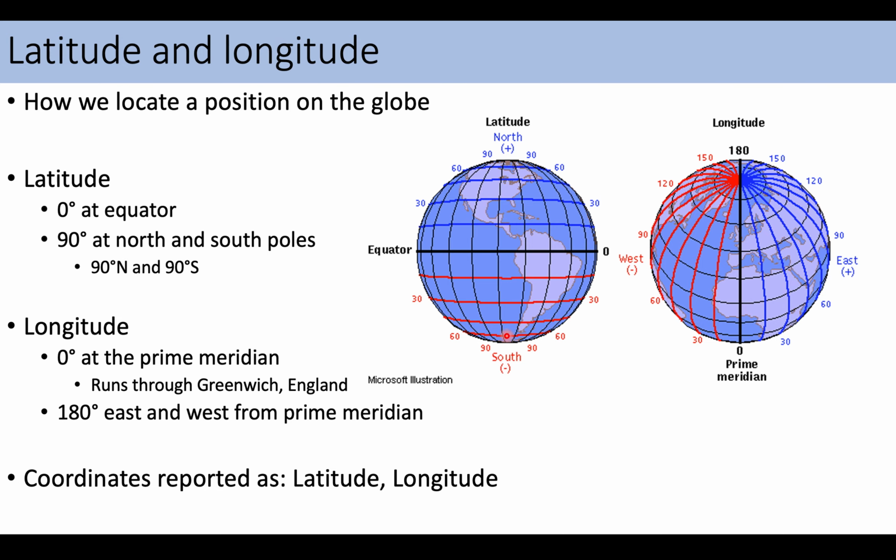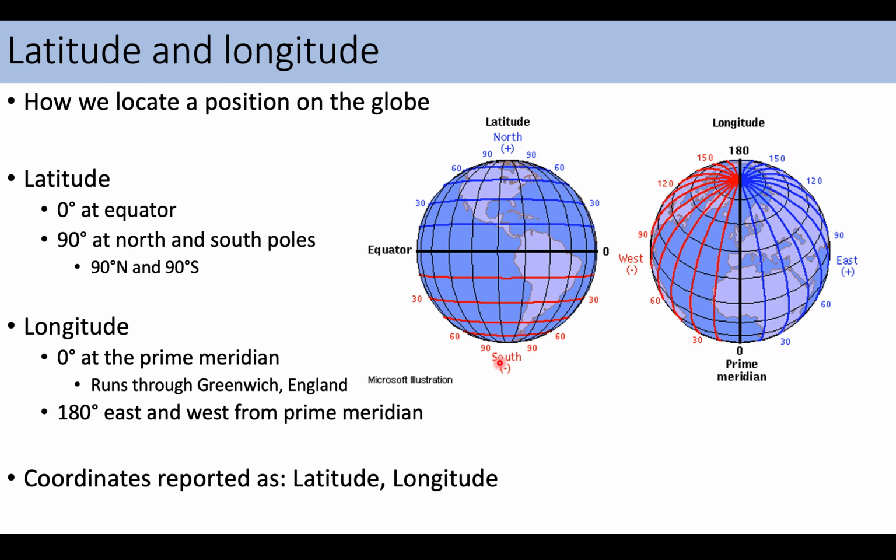So our high latitudes are the polar regions. Low latitudes are around the equator. From the equator north, we go from 0 to 90. From the equator south, we go from 0 to 90. But we're always going to report as either north or south. Otherwise, you wouldn't know which hemisphere to look in.